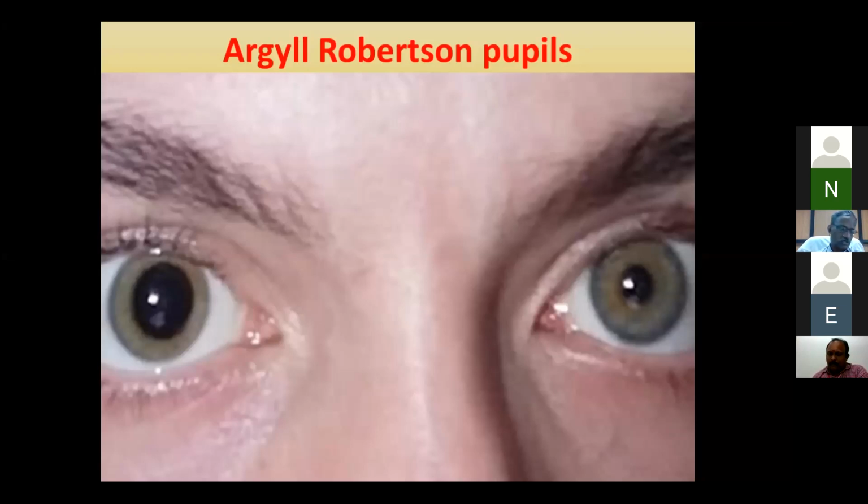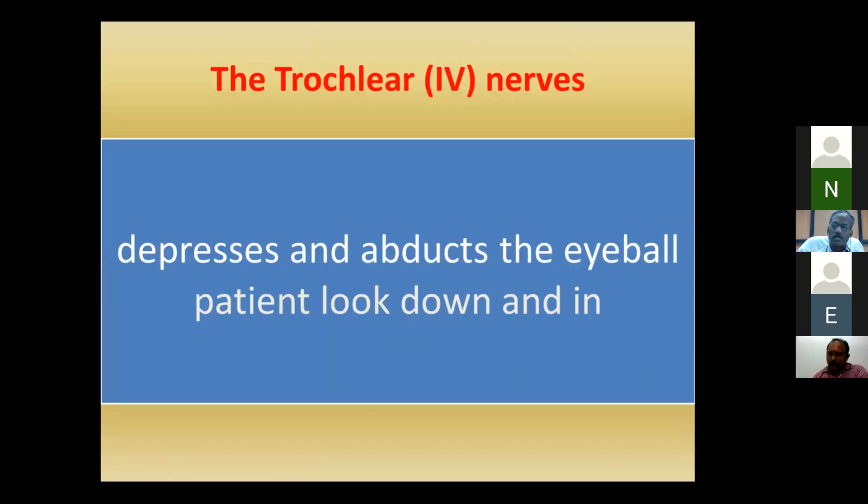Next, coming on to the fourth nerve. The fourth nerve, as I told, SO4, supplies the superior oblique. It depresses and abducts the eyeball, towards the median plane. So when you ask the patient to look down and medially, and the patient can do it, then the fourth nerve is normal. When the patient cannot do this, there can be an abnormality of the fourth nerve.